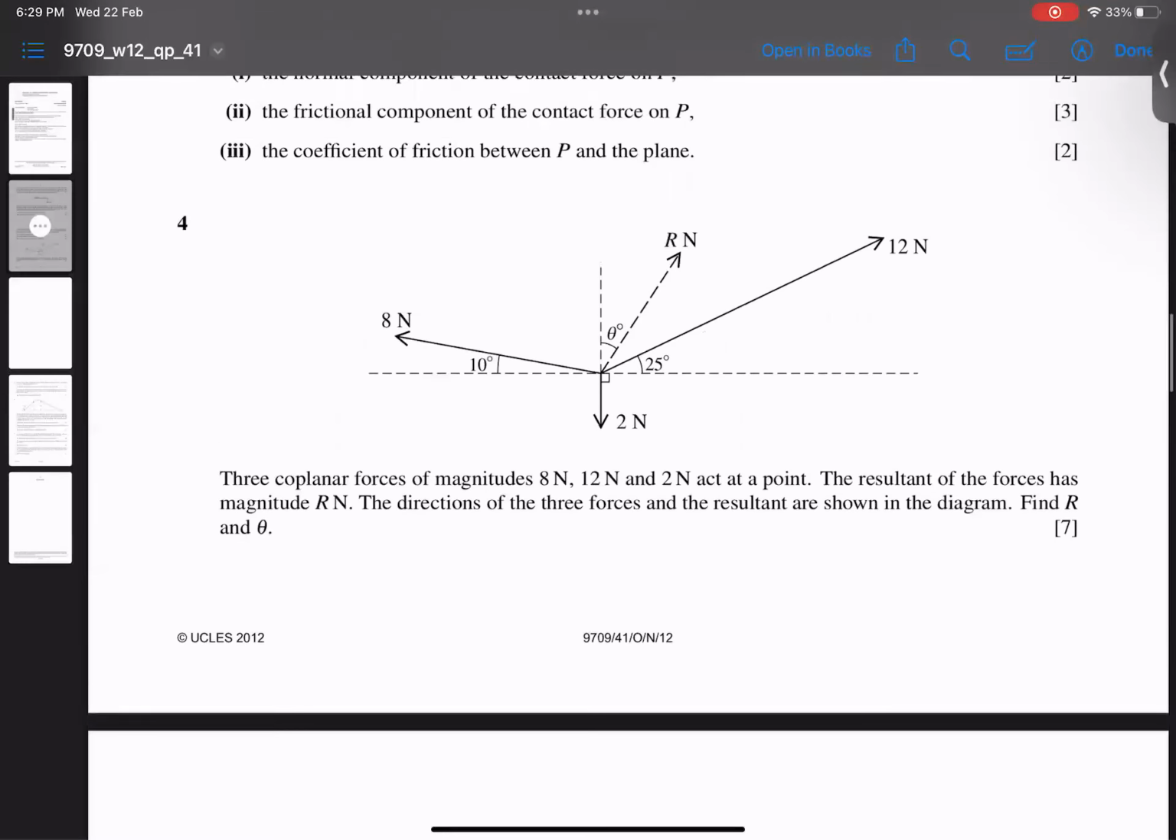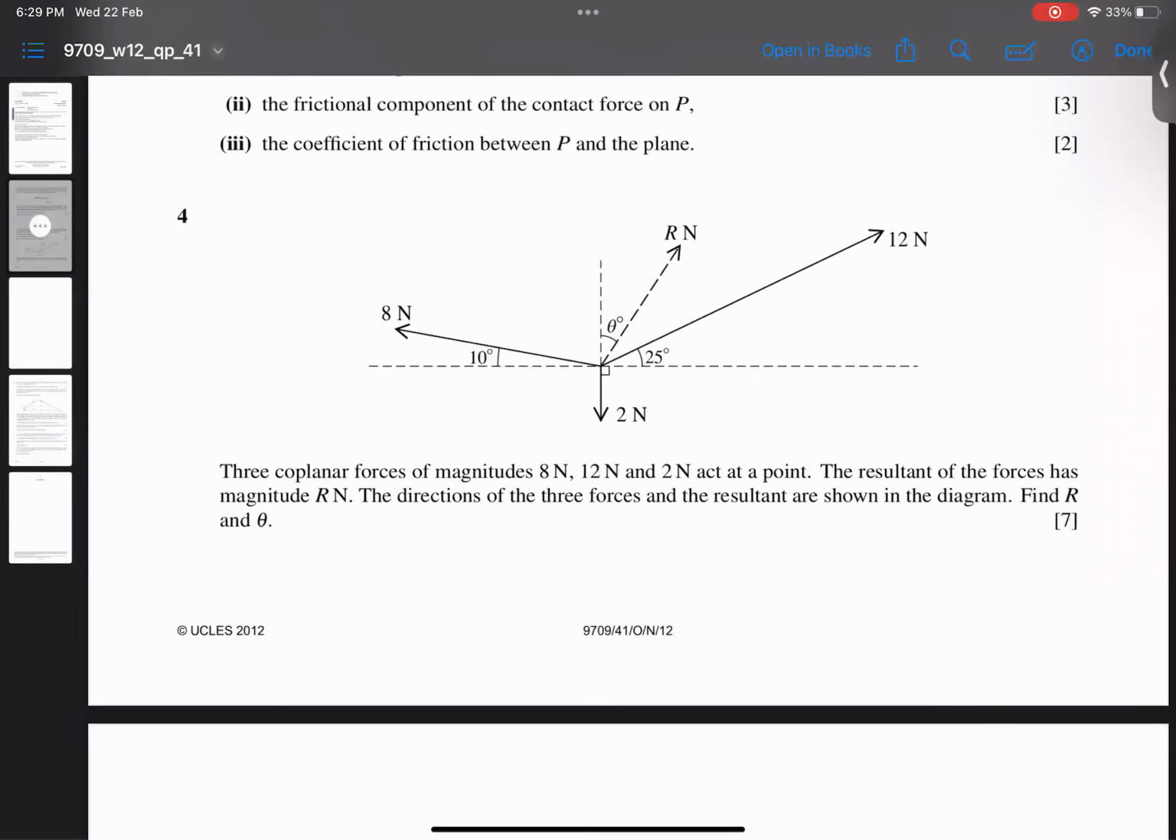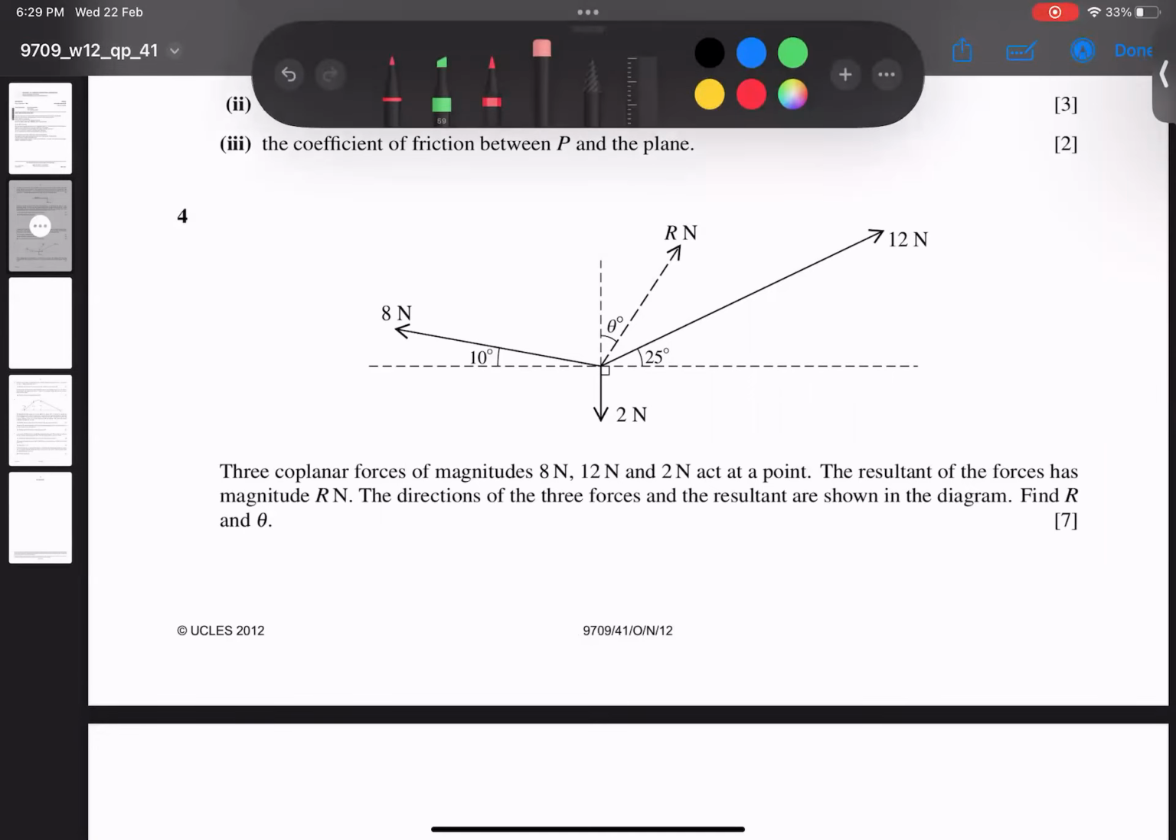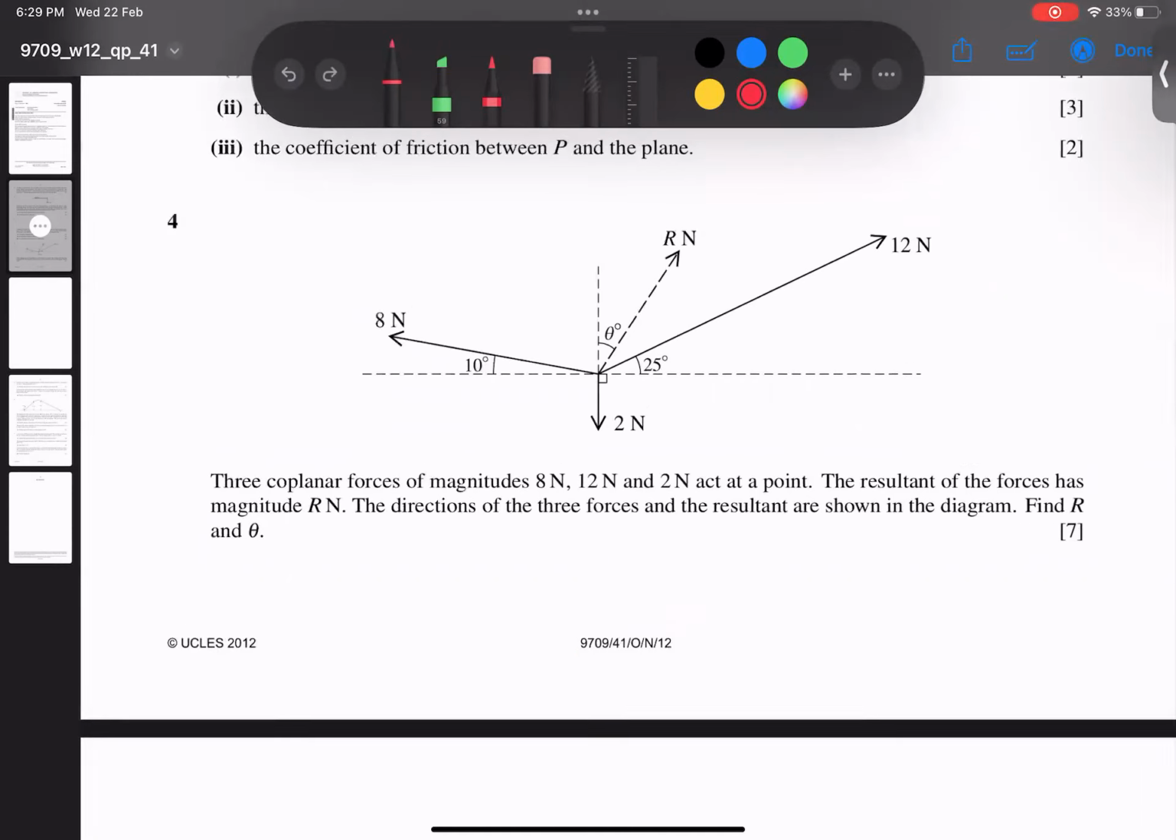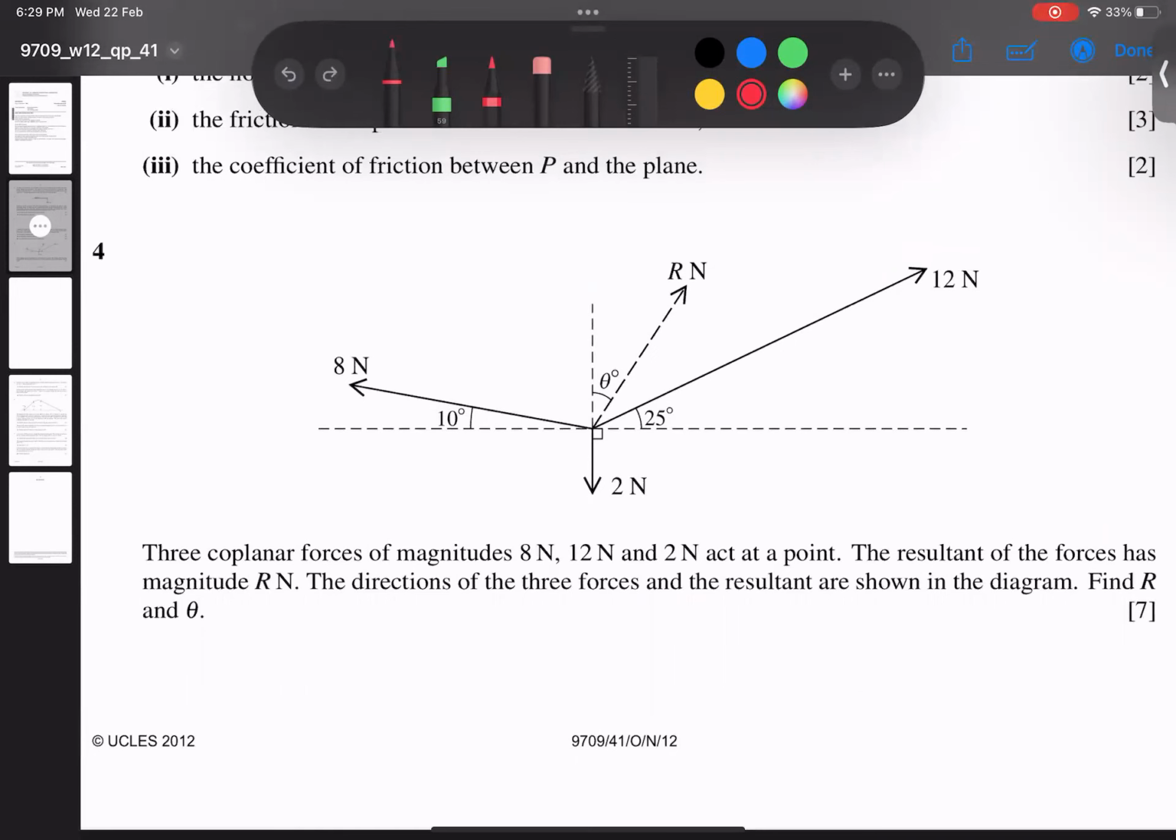This is a question from the October to October 2012, variant 41, question number 4. First of all, what is the question asking? It gives three forces acting. In this question, students are normally confused by the given fourth force R. They think 1, 2, 3, 4. The question mentions three forces acting here.